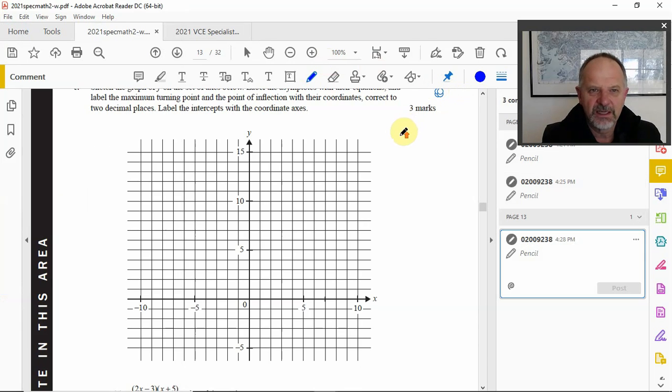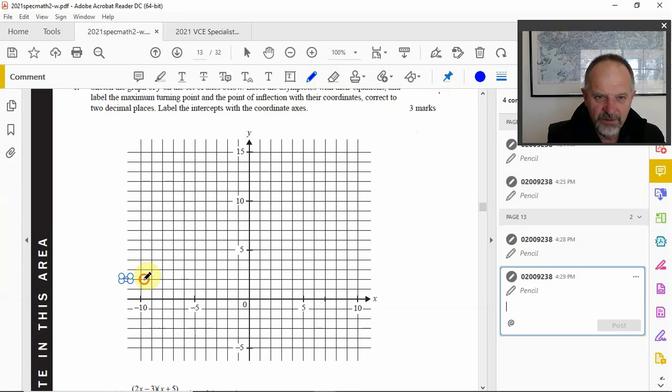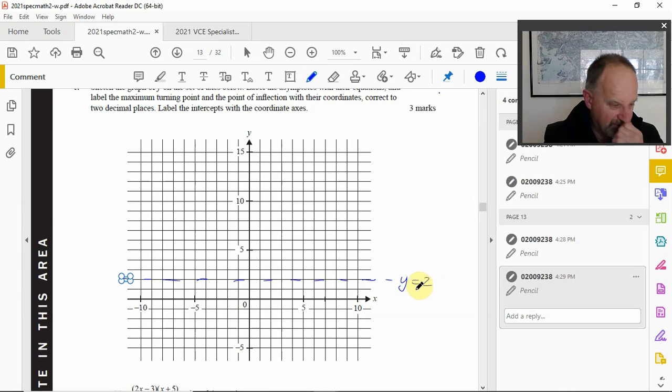graph paper, and it says sketch the graph, label the asymptotes with their equations. Okay, so remember there was a few asymptotes, and one of them was y equals 2, which is there. Label, it says, so make sure you do label, otherwise you're not going to get all the marks. There was a vertical asymptote at x equals 1.